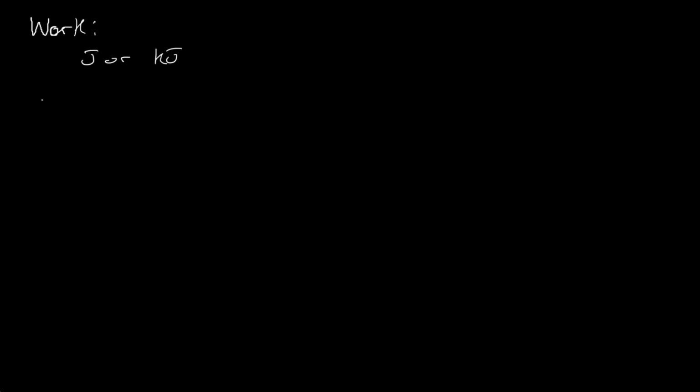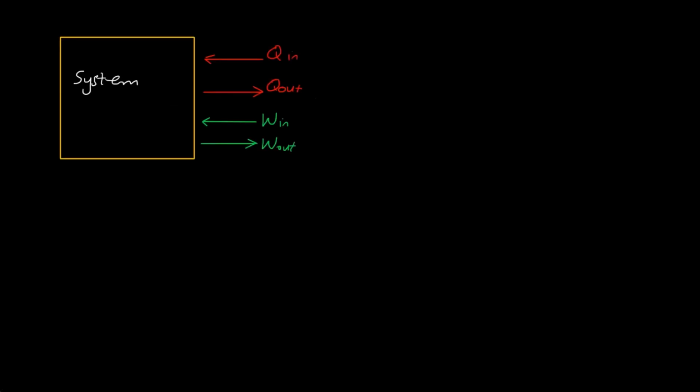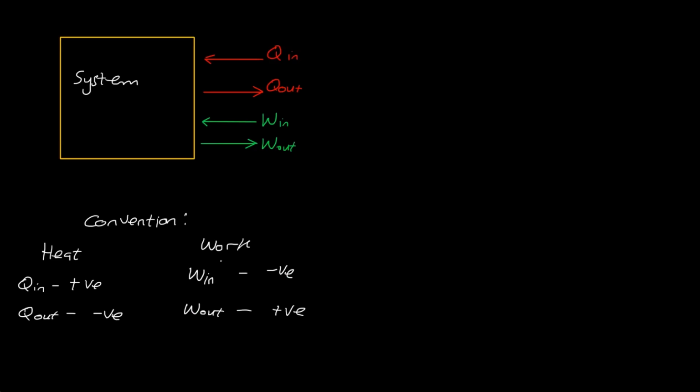The work done per unit time is called power, and it is measured in kilojoules per second or kilowatts. Heat and work are directional quantities, so to completely describe them, we have to specify the direction they're moving relative to the system. The general sign convention is as follows. For heat, heat flow into the system is considered positive, and heat flow out of the system is considered negative. And for work, work done on the system or work input is considered negative, and work done by the system or work output is considered positive.